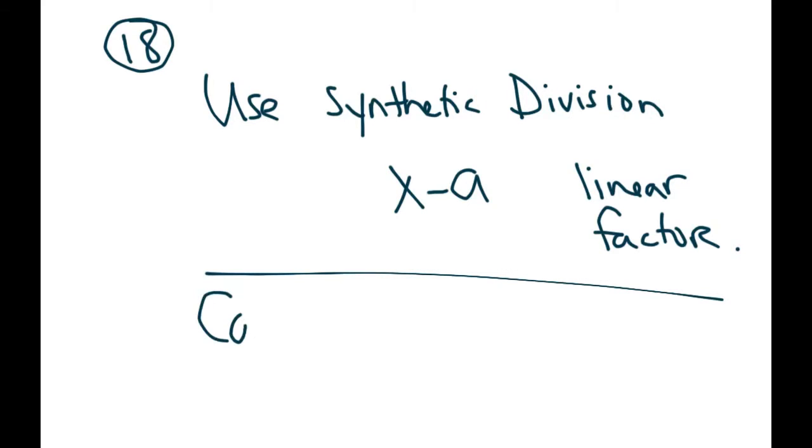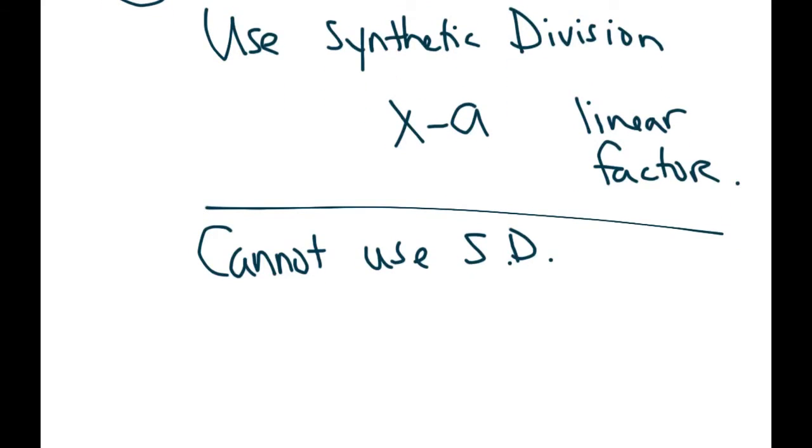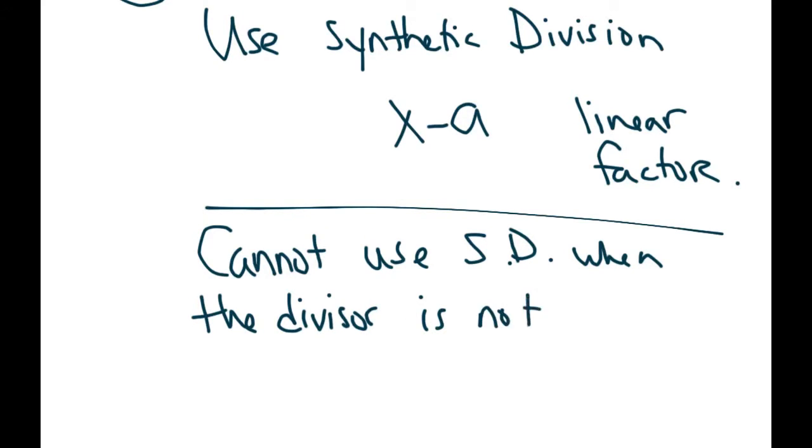So you cannot use synthetic division when the divisor is not linear. In other words, let's say I asked you to divide by x squared plus 5. You could not use synthetic division if that's what you were dividing by. You would have to use longhand division.